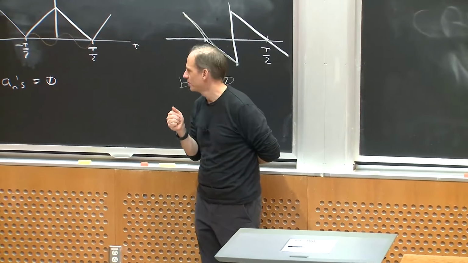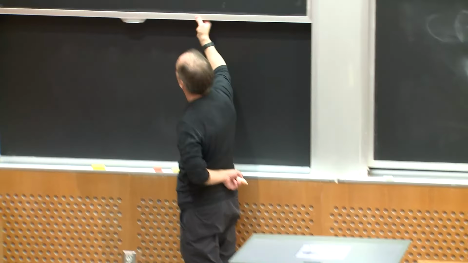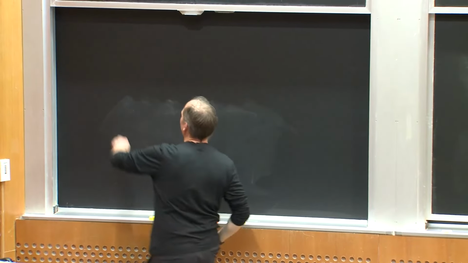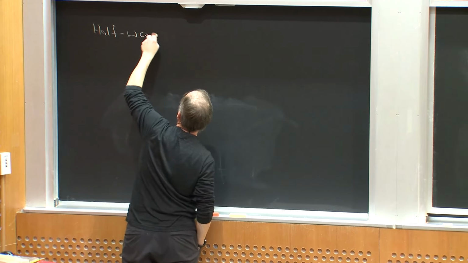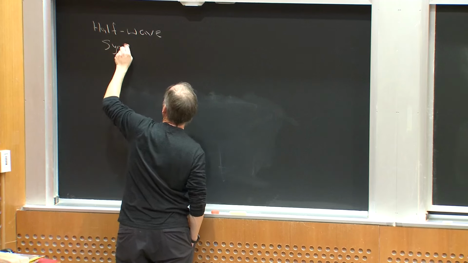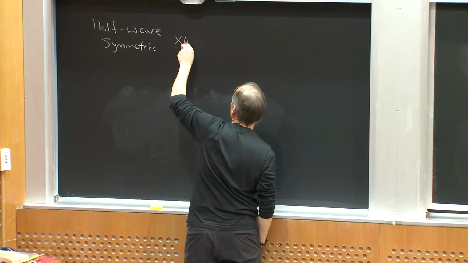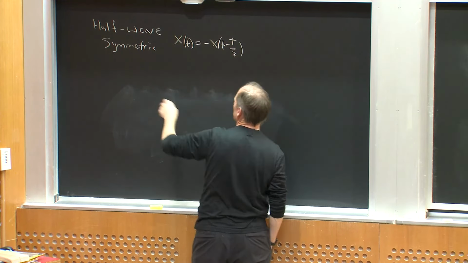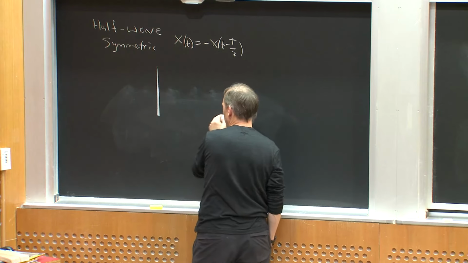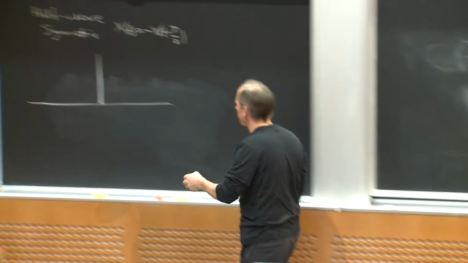There's another decomposition that we can think of, which is one where we talk about something that's half-wave symmetric. And what does half-wave symmetric mean? That means x of t is equal to minus x of t minus capital T over 2. Okay, so what does a half-wave symmetric waveform look like? A half-wave symmetric waveform looks like this.